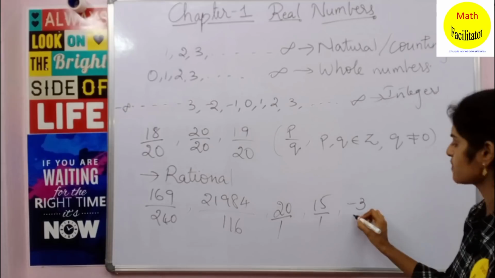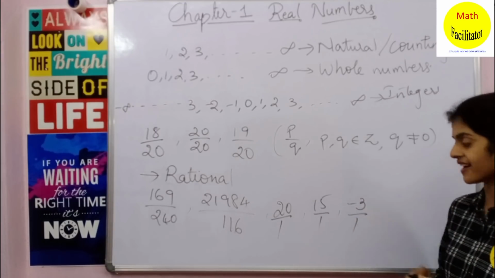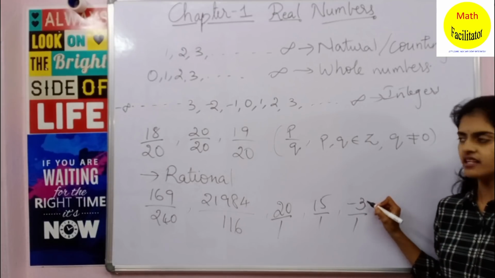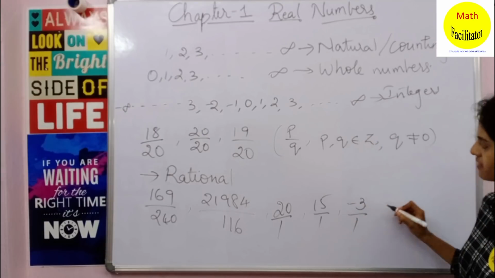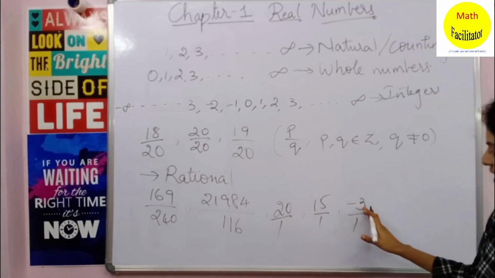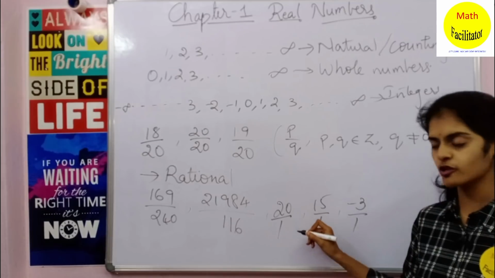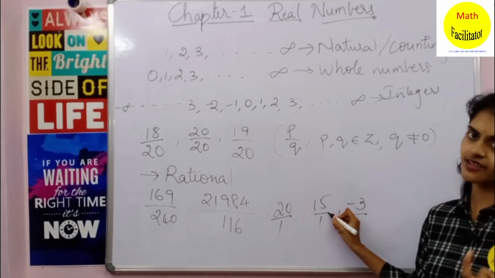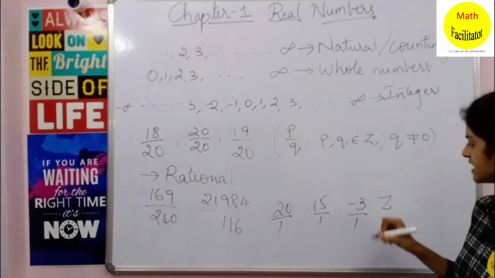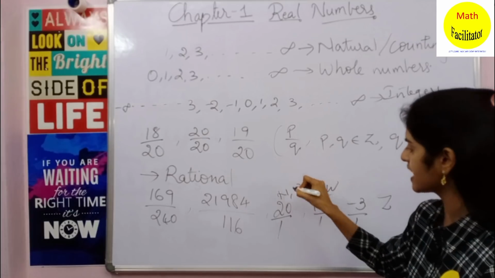Yes, it is, because minus 3 can be written as minus 3 by 1, okay, minus 3 divided by 1, which is in the form of p by q, where p is minus 3, it is an integer, and q is 1, which is also an integer. Yes, so now all these are nothing but, this 20 is a natural number, 20 is a whole number also, 15 is a natural number, it is a whole number as well. Now minus 3 is an integer.